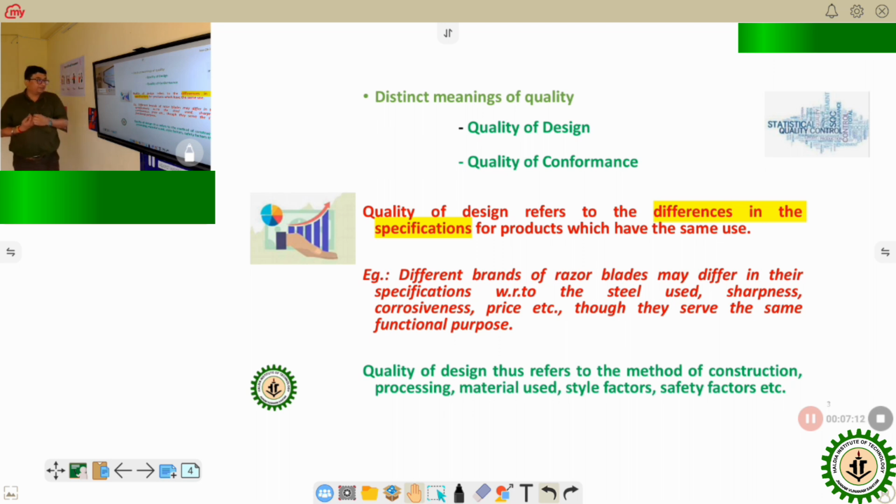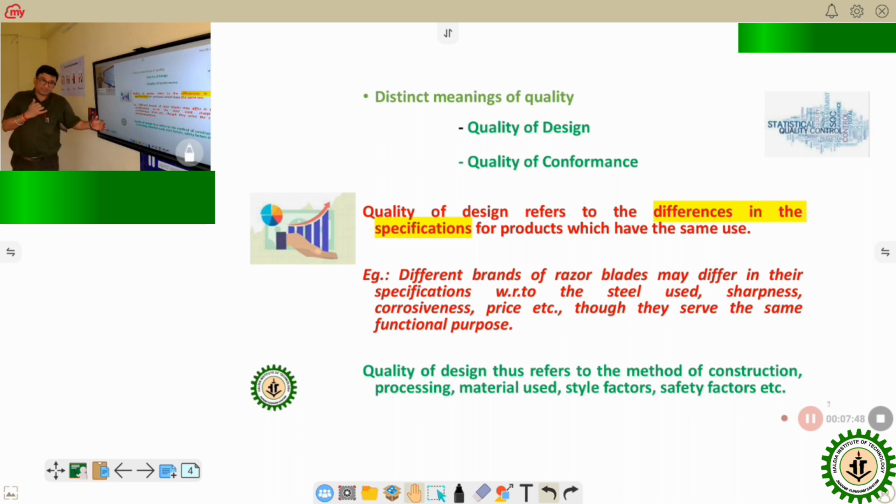One example is given. Different brands of razor blades may differ in specification with respect to the steel used. Steel has various grades, so various companies provide various grades of steel in the razors, so that they can define a different suitable product. So quality of design can be said to be the method of construction, processing, material use, style factors, and also the safety factors that are important.